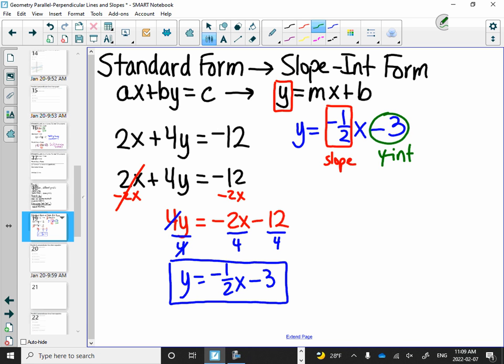That is basic algebra, being able to convert it from standard form to slope-intercept form. Why do we put it in slope-intercept form? That way we can know what the slope is and what the y-intercept is. Okay?